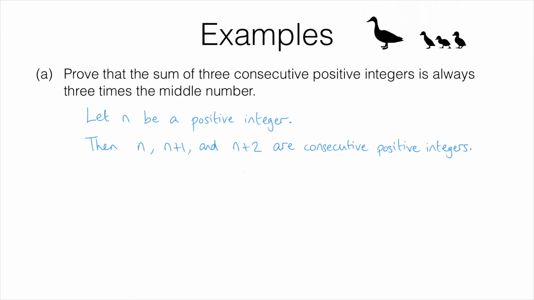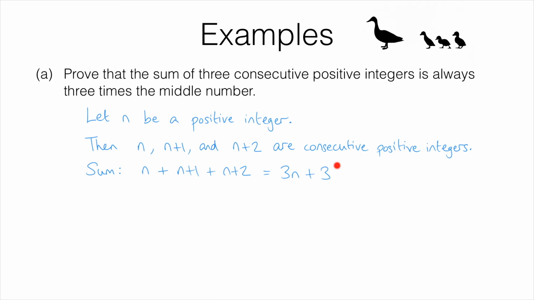Next, let's work out the sum, because that's what we're trying to prove has a certain property. The sum of those 3 is going to be n plus n plus 1 plus n plus 2. That's those 3 values simply added together. And if we add those, we can get a simplified expression, which is 3n plus 3. We've got an n plus an n plus an n plus a 1 plus a 2 if we collect the like terms, and we get 3n plus 3.